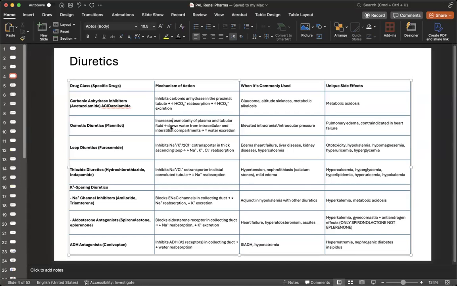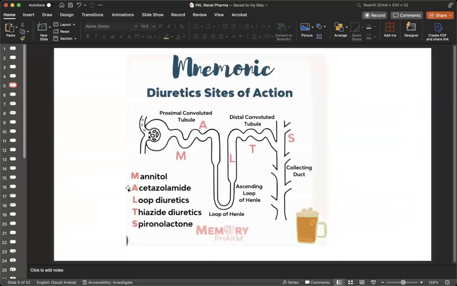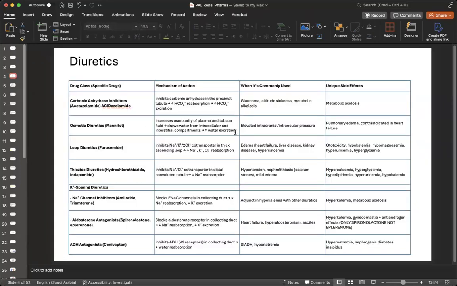Okay, so let's say this is mannitol. I am mannitol roaming around here. I'm going to be sucking out the water in the interstitial tubules, and it's going to go into these tubules, all the way out as urine. Okay. Now, when do you want to use this? The same thing as acetazolamide. You don't really use it for hypertension or for diuresis.